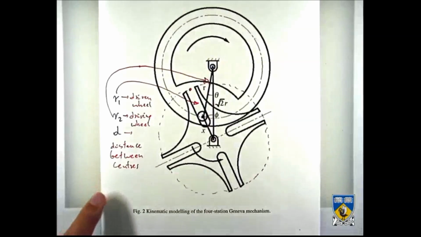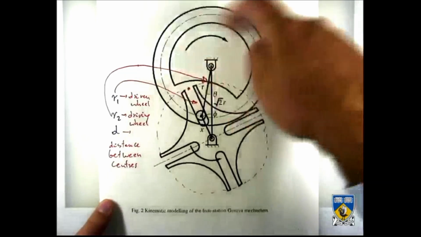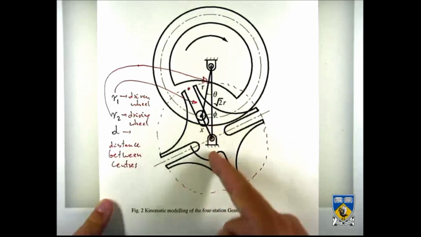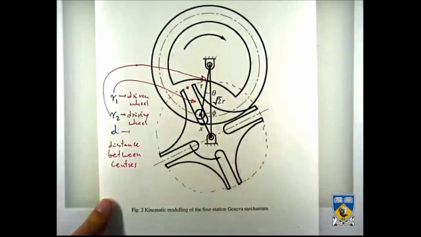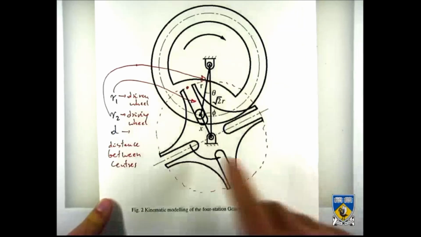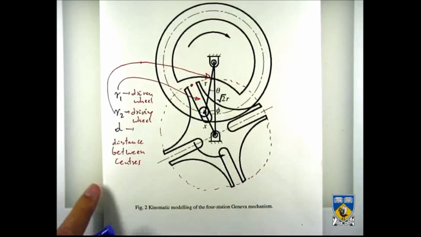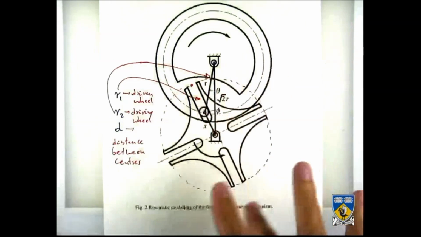to find the relationship between the input, which is capital theta, this is the driving wheel, and the output, which is lowercase phi, which is the angle of the star wheel. Okay? When we find the relationship from this triangle, then we will proceed directly to differentiate to get velocity and differentiate again to get acceleration. And this will then save us to consider in some detail the dynamic behavior of this mechanism.